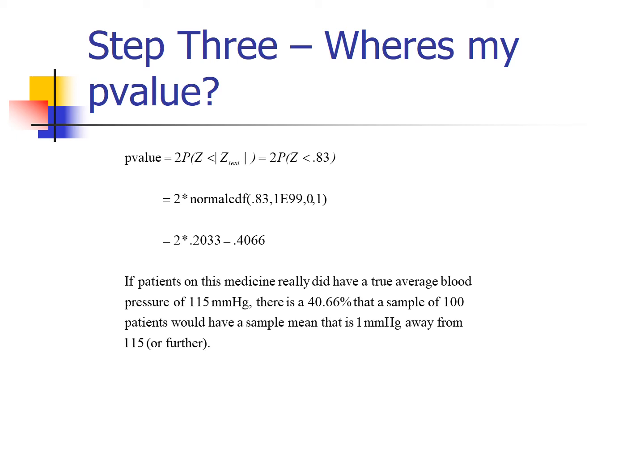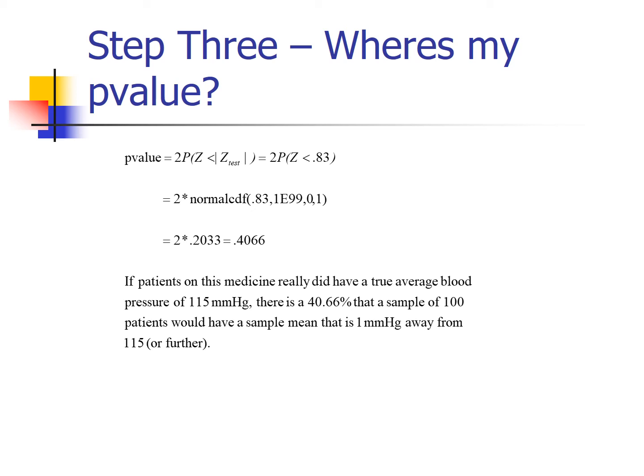Oh man, I feel really bad. I'm sorry. The p-value is actually 2 times the probability that z is greater than z-test. That's what I get for writing these PowerPoints after I take a nap. It's 2 times the probability that z is greater than, not less than, I apologize, greater than the absolute value of z-test. That's 2 times the probability that z is greater than 0.83.